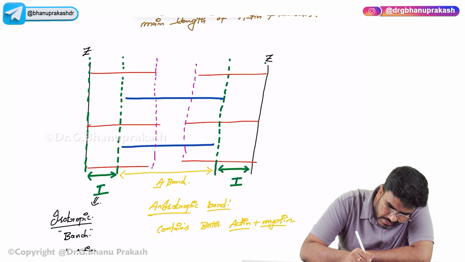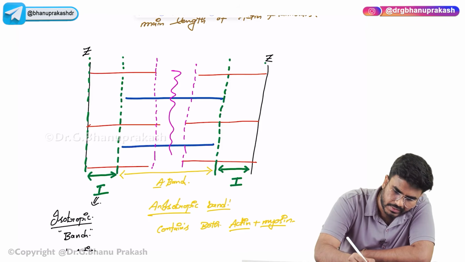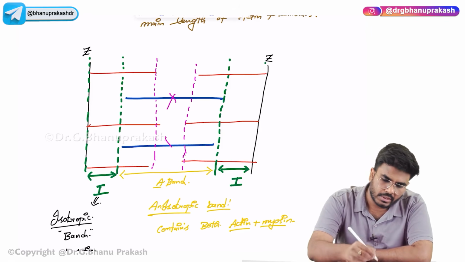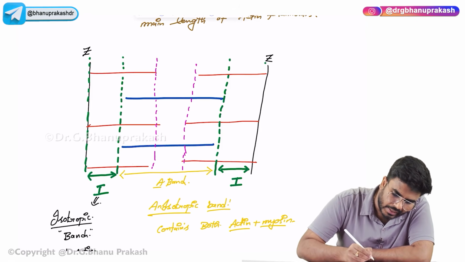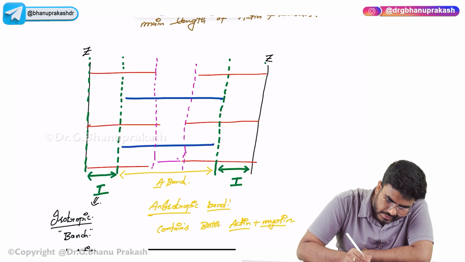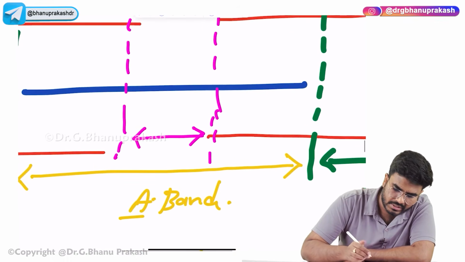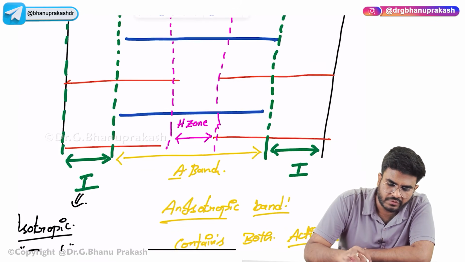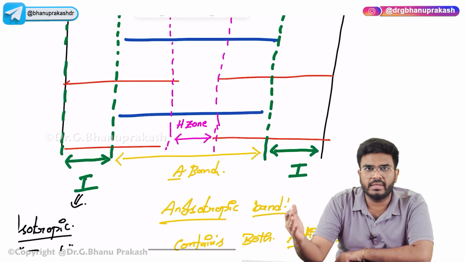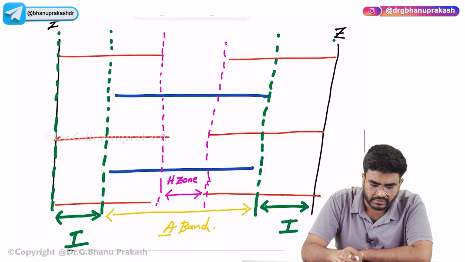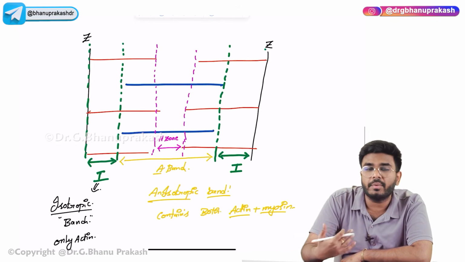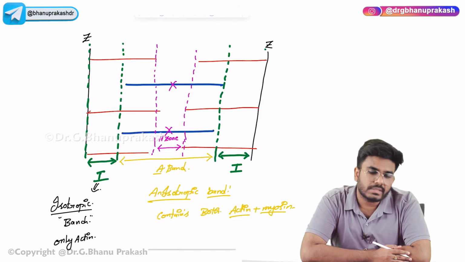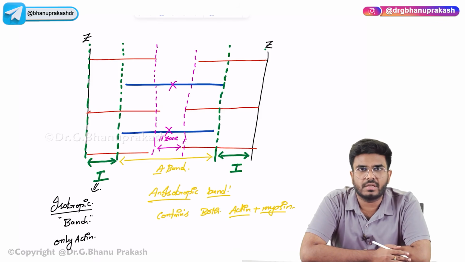Which filaments are present in the center? In this central region, only which filaments are present? Only myosin is present. So within the A band, there is this central region which is called the H zone. How do I remember? H for heavy chains. Okay, H is a totally different thing, it's Hensen's, but for your exam you can remember that within this H zone, only the myosin heavy chains are present.